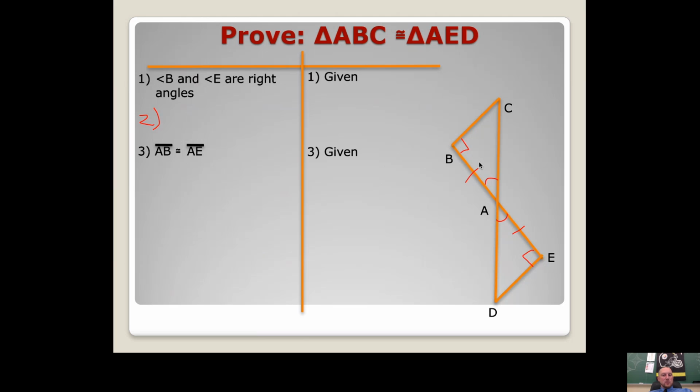So the fact that these are right angles, the second thing we should say is angle B is congruent to angle E. That's the right angles congruence theorem. That's theorem 2.3 if you don't remember. Okay, so we have congruent angles.